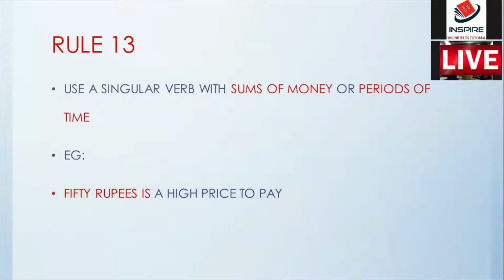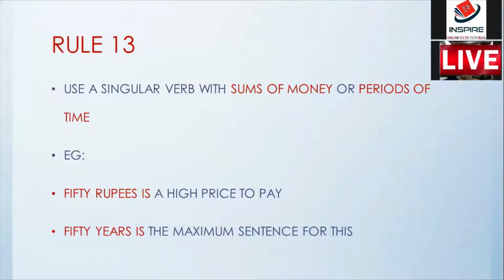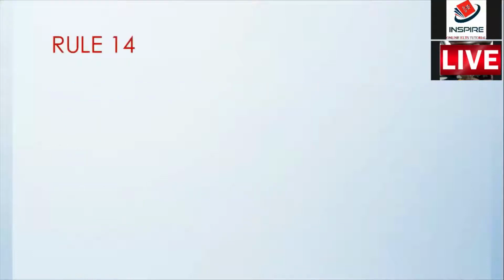ഫോർ എക്സാമ്പിൾ, 50 rupees is a high price to pay. 50 rupees, rupees ആയതുകൊണ്ട് s ചേർക്കണമെന്നില്ല. ഇവിടെ വേർബ് എന്താ വന്നിരിക്കുന്നത്, is ആണ്, ഒരു സിംഗുലർ വേർബ് ആണ് അല്ലേ. അനദർ എക്സാമ്പിൾ, 50 years is the maximum sentence for this. ഓക്കെ, പീരീഡ് ഓഫ് ടൈം എത്രയാണെങ്കിലും അത് സിംഗുലർ വേർബ് എടുക്കും. സംസ് ഓഫ് മണി എത്രയാണെങ്കിലും അത് സിംഗുലർ വേർബേ എടുക്കുള്ളൂ. ഓക്കെ, so that is what rule 13 is all about.